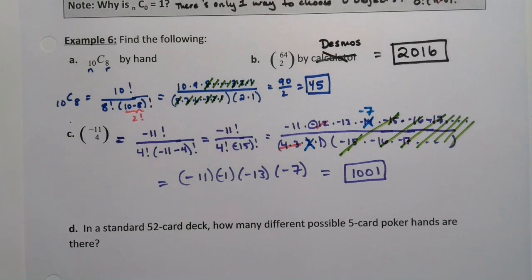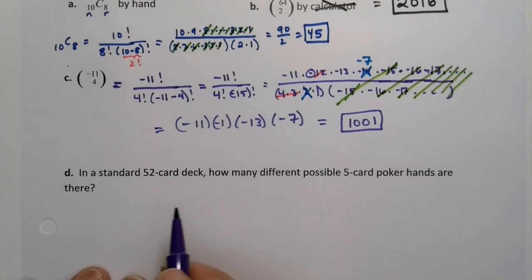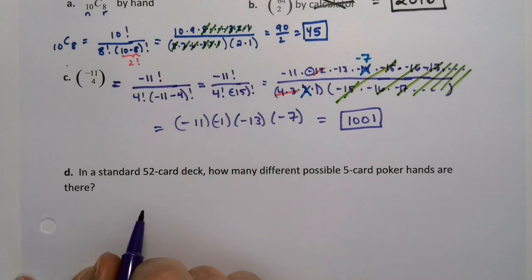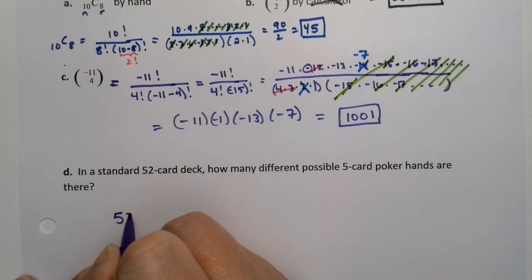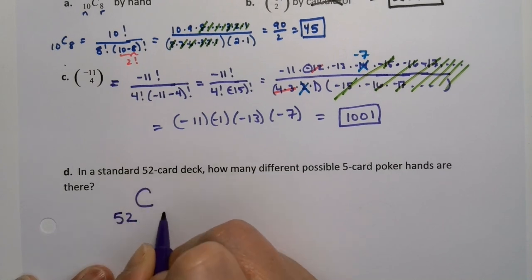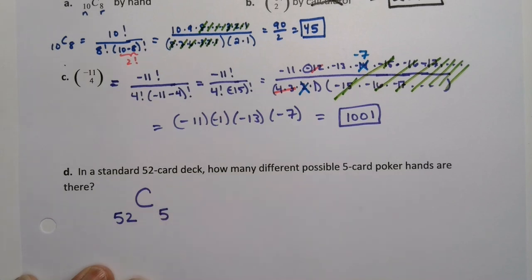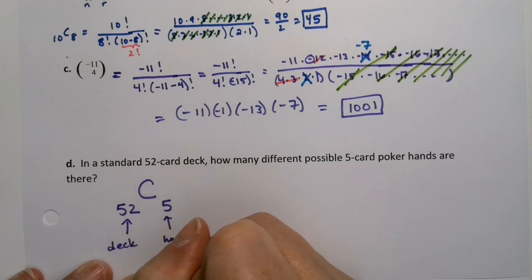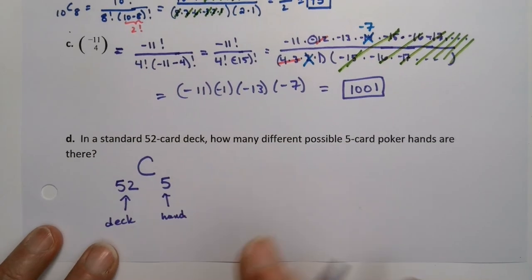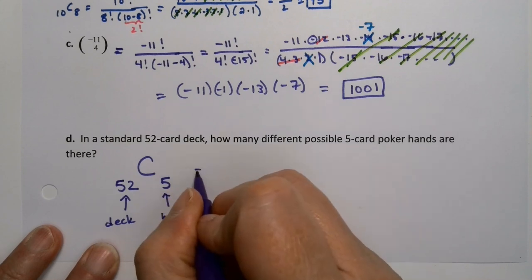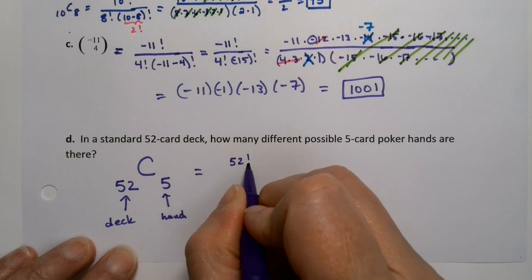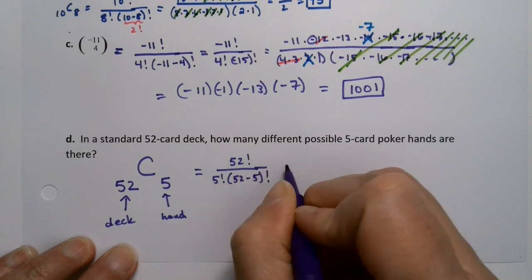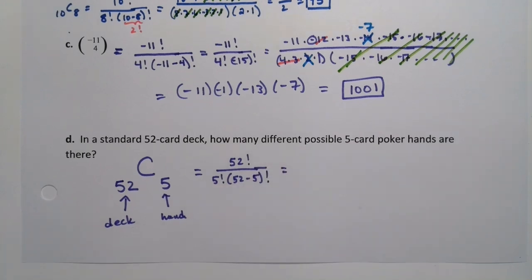And in a standard 52-card deck, this is more how statistics works, how many different possible 5-card poker hands are there? All right, so 52 is your n, and you're going to choose 5, since poker hands would be 5 cards. So at a deck of 52, there's the deck, you're going to take a hand of 5 cards. And of course, order doesn't matter. That's why it's a combination. So this would mean I want 52 factorial over 5 factorial times 52 minus 5 factorial, which I'm not going to bother filling out that formula. That is what Desmos is for.